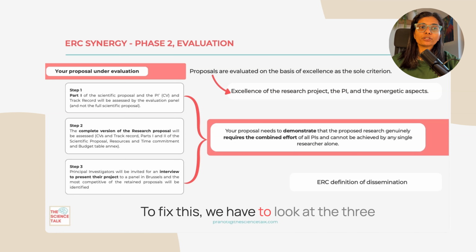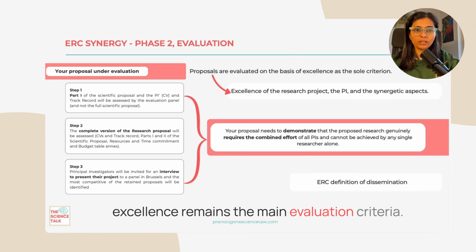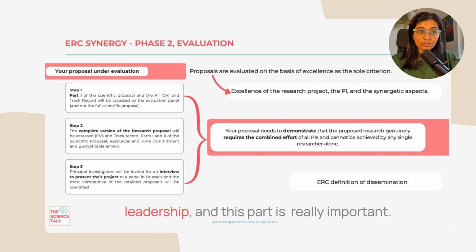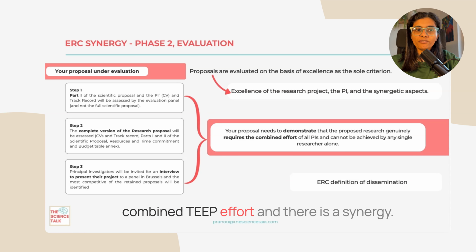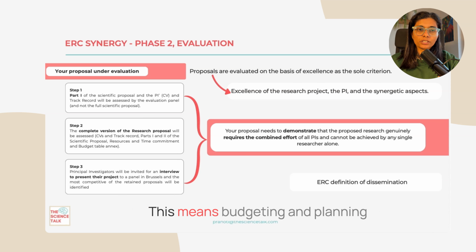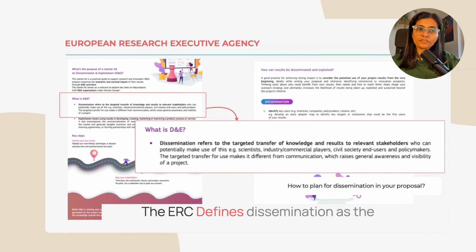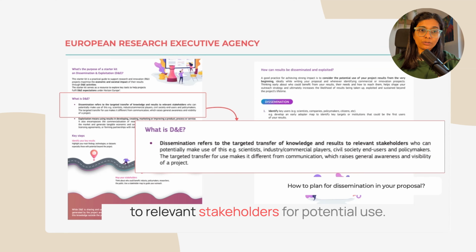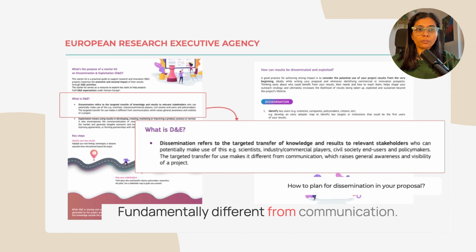To fix this, we have to look at the 3-step evaluation process, where scientific excellence remains the main evaluation criterion. Excellent scientific research includes academic leadership, and this part is really important. So you must demonstrate that the proposed research genuinely requires a combined team effort and there is a synergy. This means budgeting and planning for tasks like dissemination early on. The ERC defines dissemination as the targeted transfer of knowledge and results to relevant stakeholders for potential use. This targeted transfer is fundamentally different from communication.